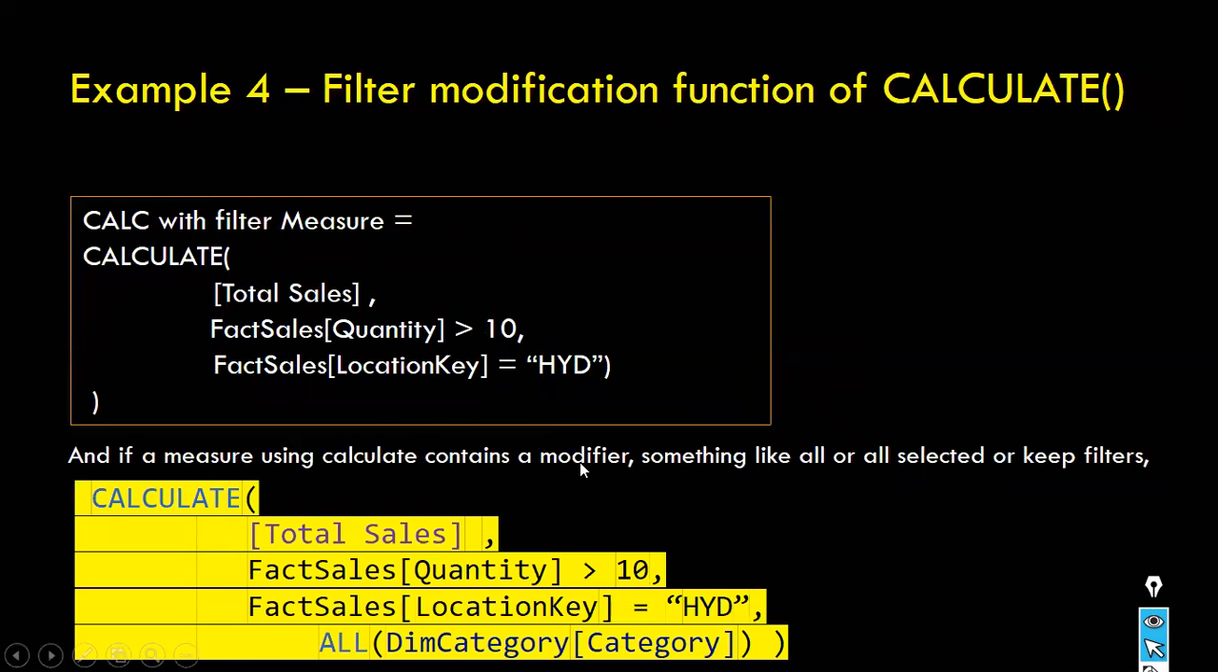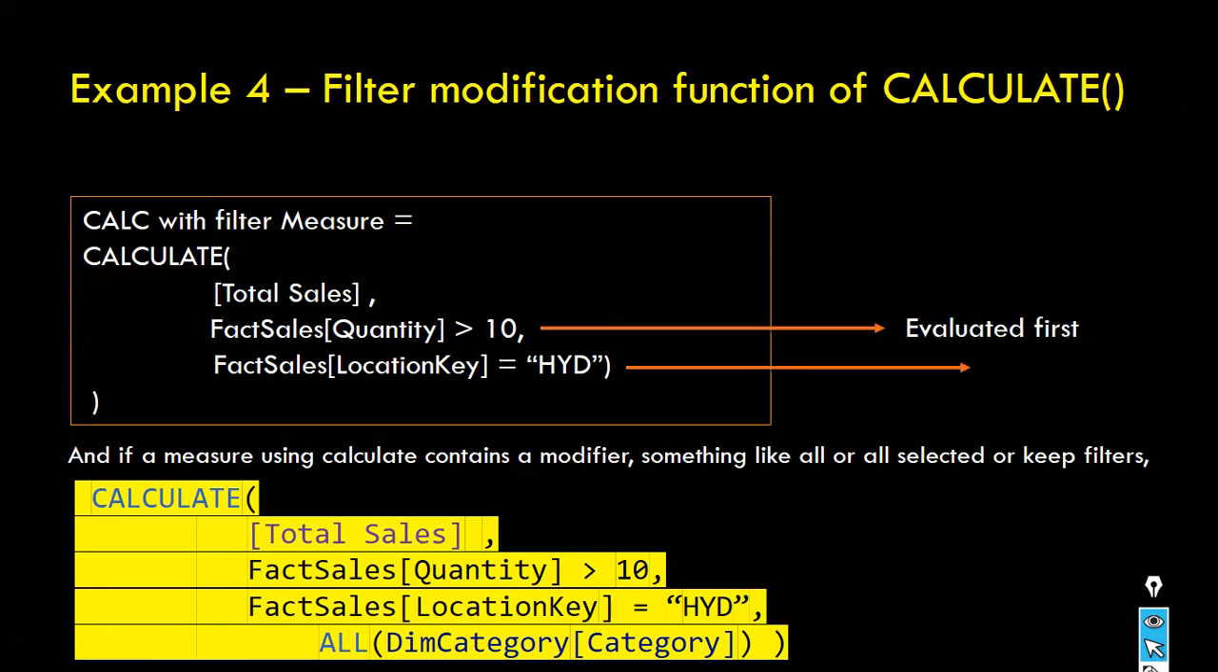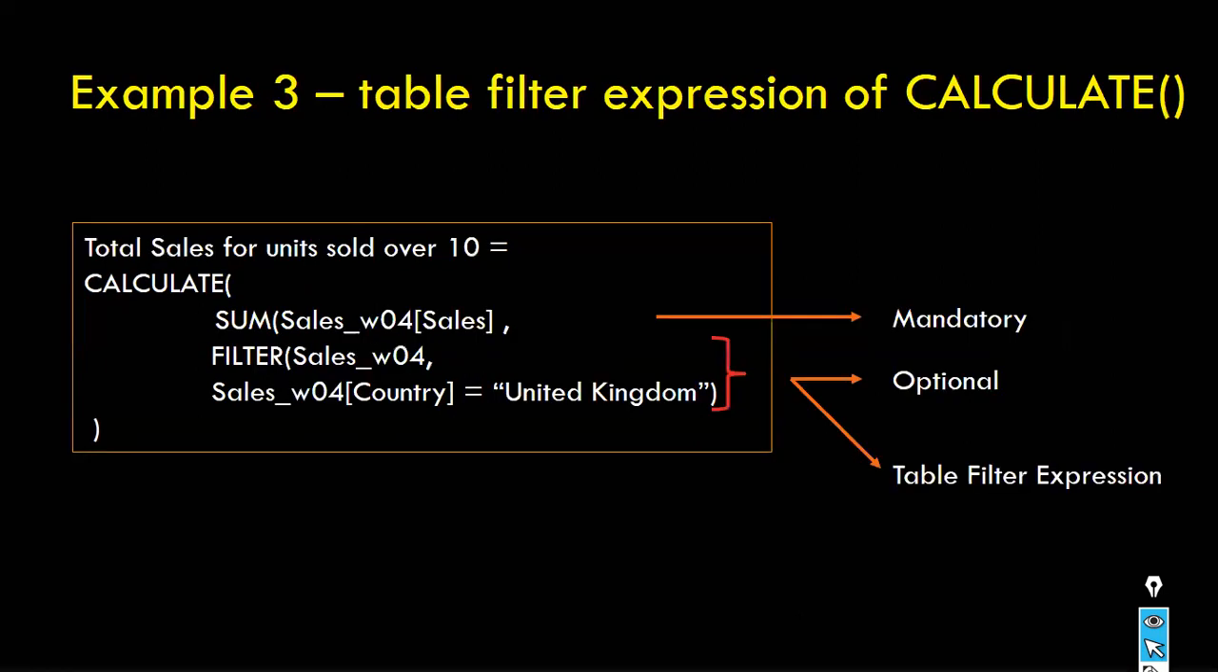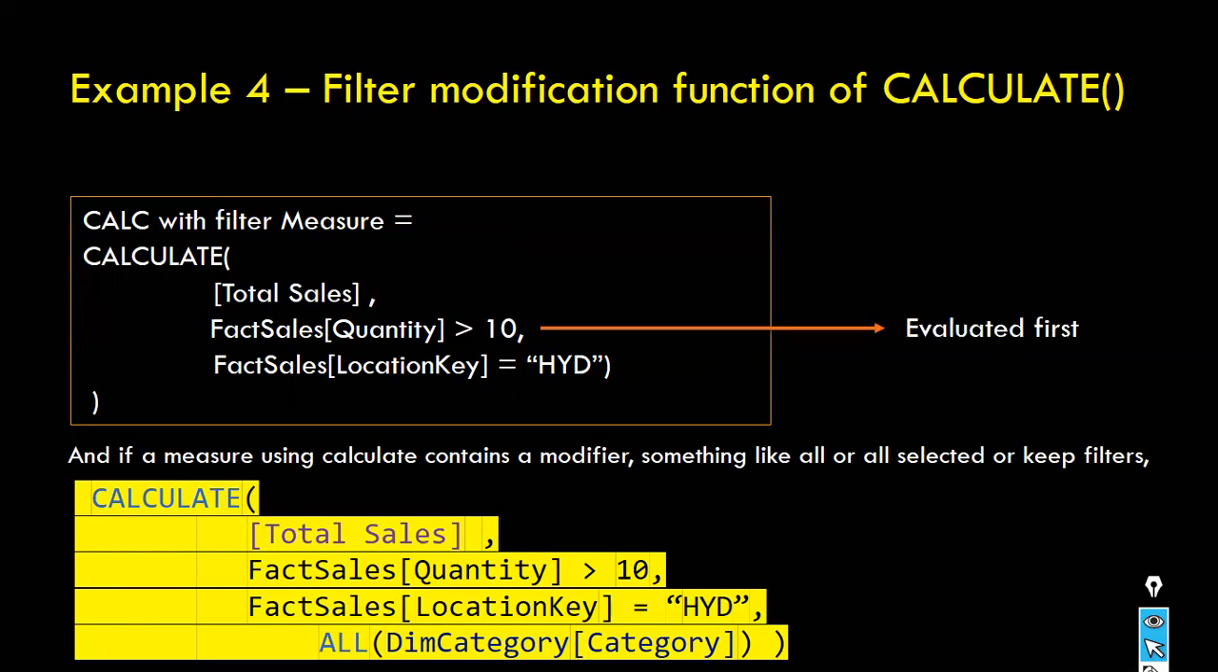And if you write a measure using CALCULATE that contains a modifier like the ALL function, look here, you have the total sales and then the Boolean filter here. And again, you have more than one Boolean filter. In addition to that, you have something called ALL. So in this case, which one will get evaluated first? The first one, right? This filtering condition, right?